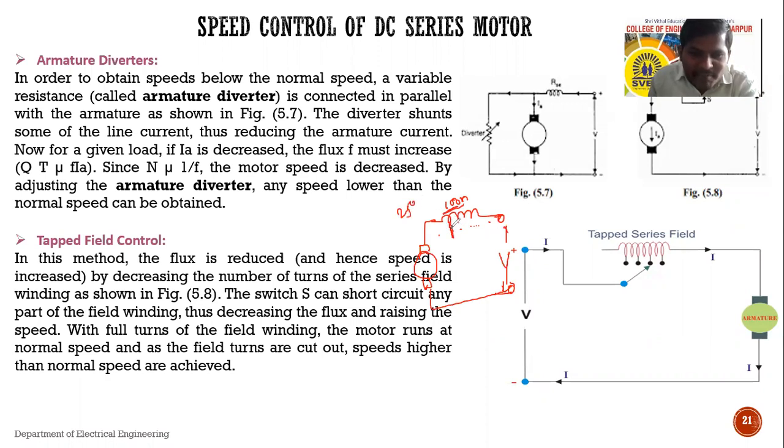Suppose I take a terminal here; there will be a tapping made. One tapped point is given at 0 to 25. The second tapping point is, suppose this is here, 0 to 50. Then here it is 75, and the total connected will be 100, right? That means the field winding is tapped at a particular point.